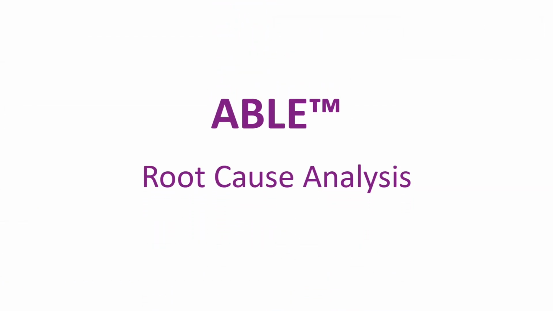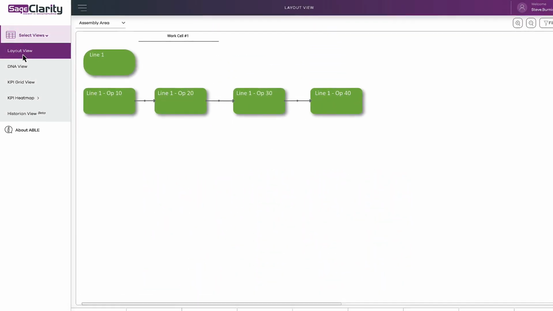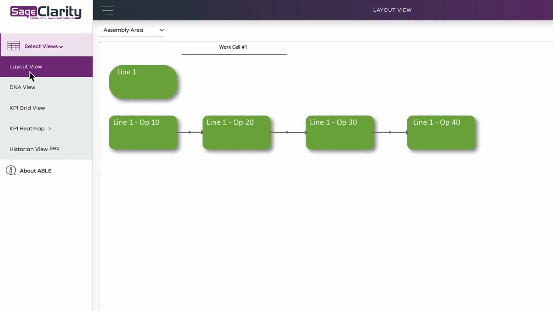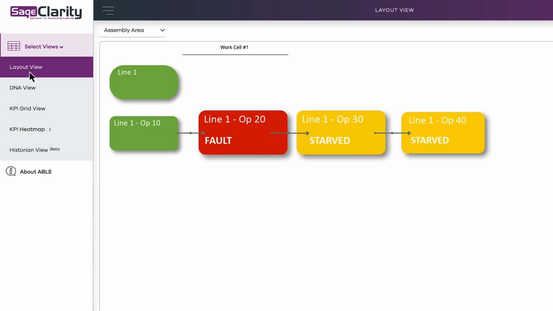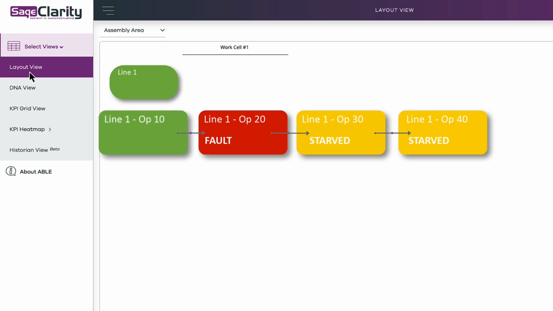Now, let's look at one of the most powerful and unique features Able has to offer: root cause analysis. You'll have a real-time visual representation of your production lines with an accurate picture of relative machine contribution. When a machine is at fault, it turns red. The machines down the line turn yellow, indicating they're starved. The machines up the line display orange, indicating they're blocked.